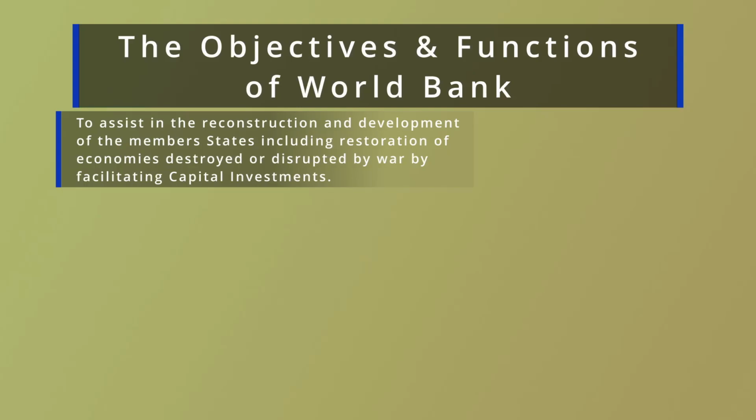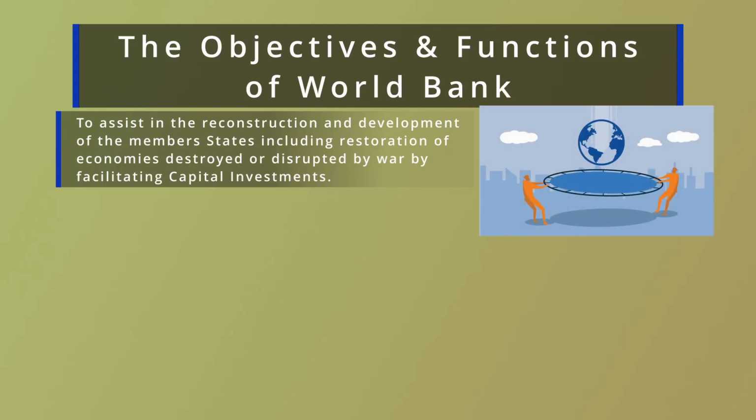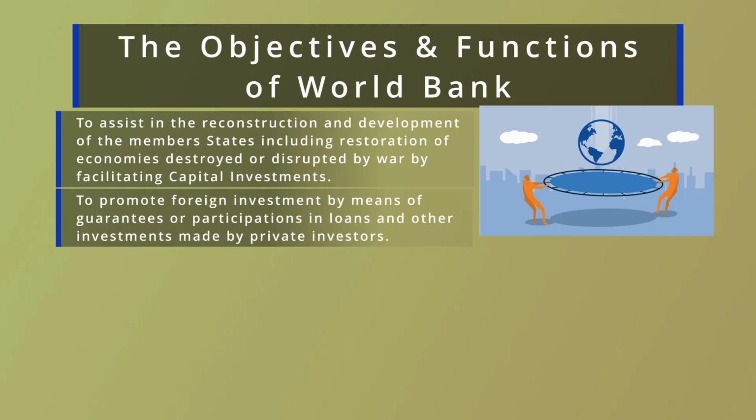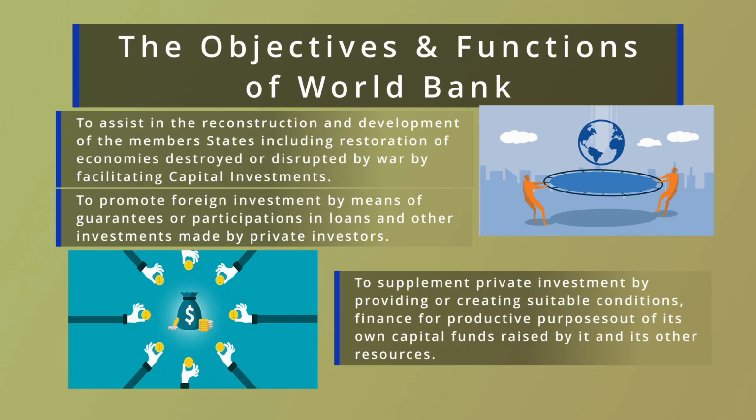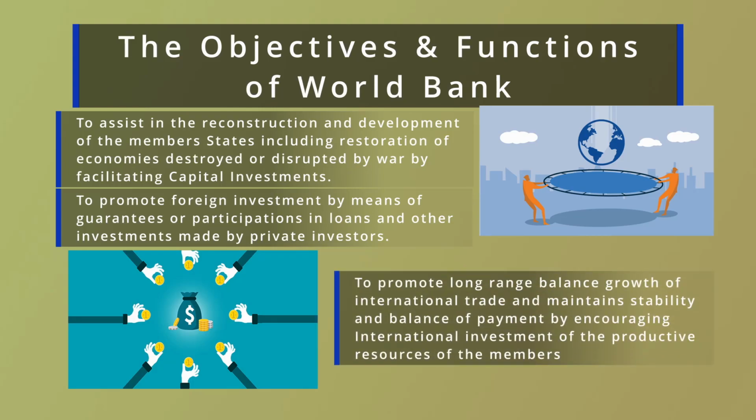First objective is to assist in the reconstruction and development of the member states, including restoration of economies destroyed or disrupted by war, by facilitating capital investments. Second is to promote foreign investment by means of guarantees or participation in loans and other investments made by private investors. Third is to supplement private investment by providing or creating suitable conditions, finance for productive purposes out of its own capital funds, funds raised by it, and its other resources. Fourth is to promote long-range balanced growth of international trade and maintain stability and balance of payments by encouraging international investment of the productive resources of the members.